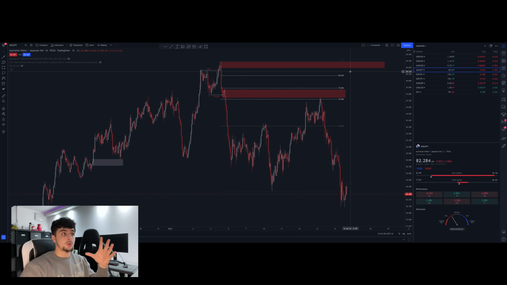All the Fibonacci tool is used for is to identify your premium and your discounted ranges. We don't trade off Fibonacci tools.